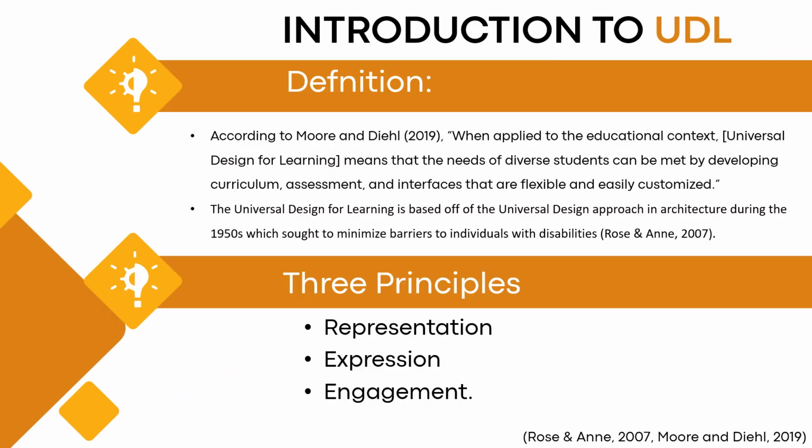An introduction to UDL. Definition. According to Moore and Deal 2019, when applied to the educational context, Universal Design for Learning means that the needs of diverse students can be met by developing curriculum, assessments, and interfaces that are flexible and easily customized. The Universal Design for Learning is based off the Universal Design approach, which originated in architecture during the 1950s. It sought to minimize barriers to individuals with disabilities. Rose and Ann, 2007. Next, we will dive into the three core principles of UDL: representation, expression, and engagement.